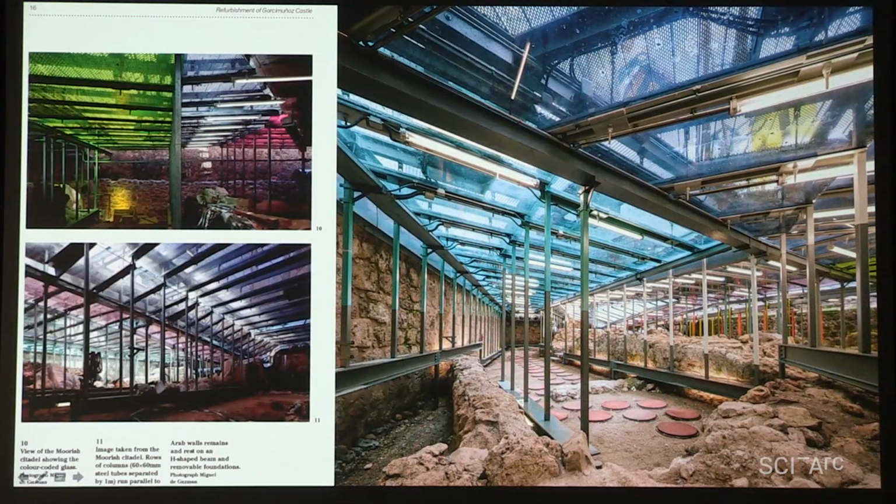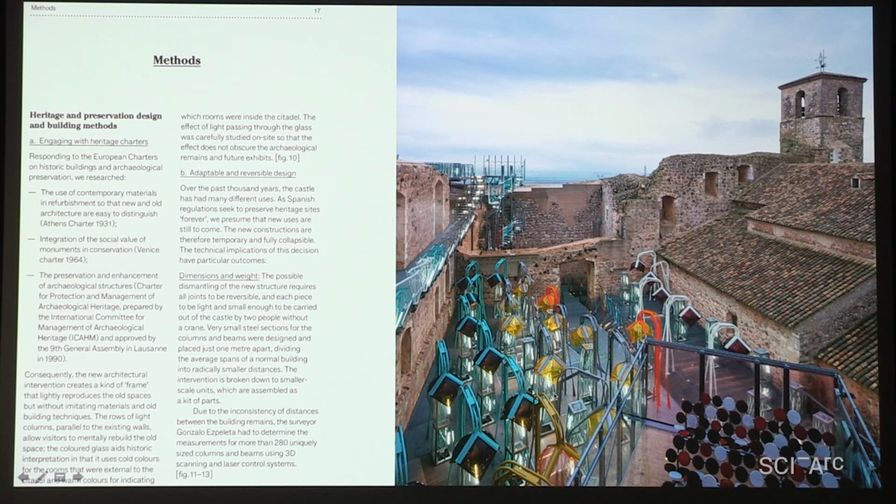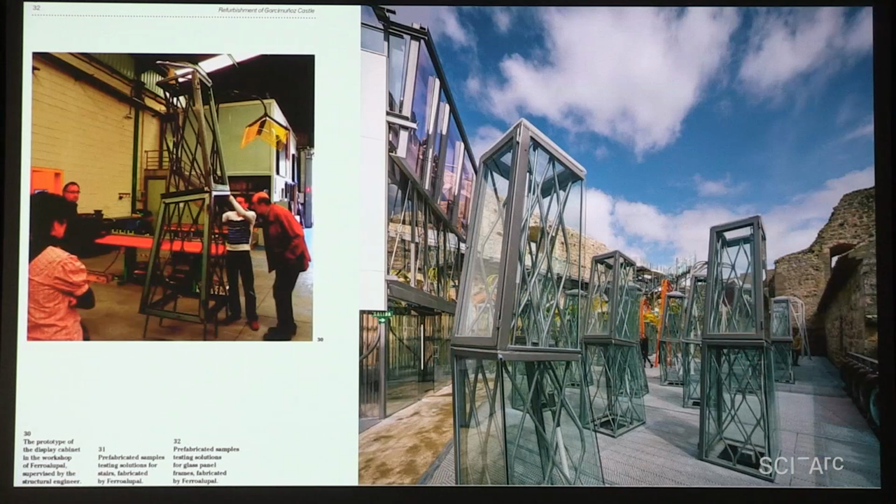So when you see this structure, we subdivided the building into 6 centimeter columns, very slender ones, separated 1 meter, and the position of the columns was set so that it was easy for the visitors to recreate the original space in the Arab citadel that they are visiting without reconstructing the previous space. Also, the whole space is fully reversible.